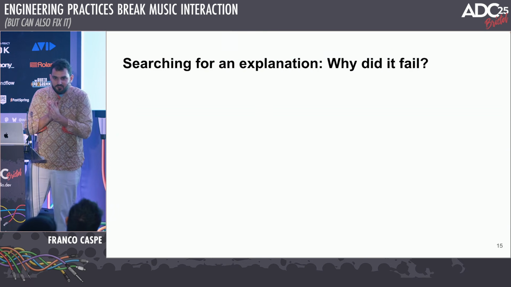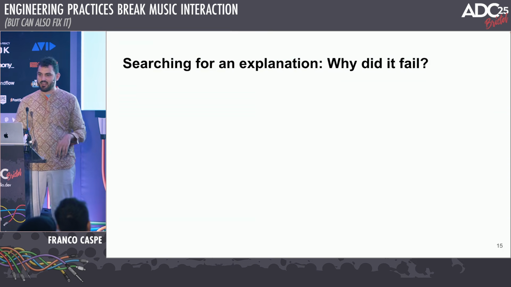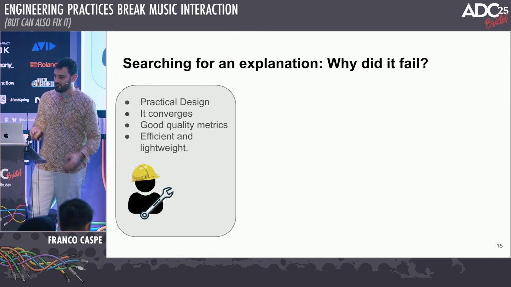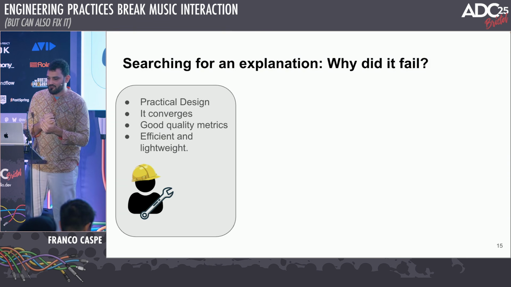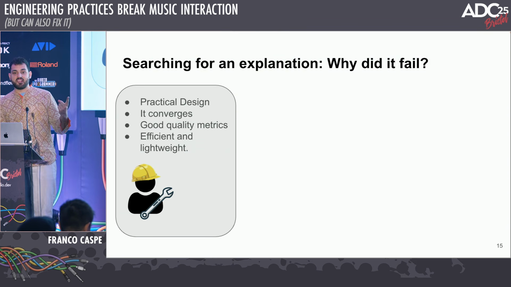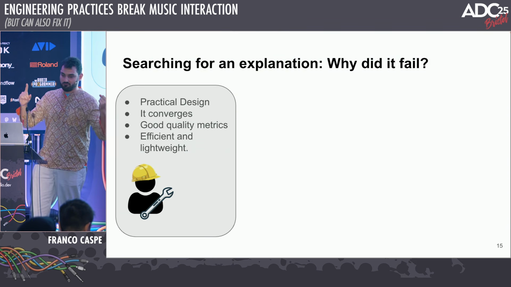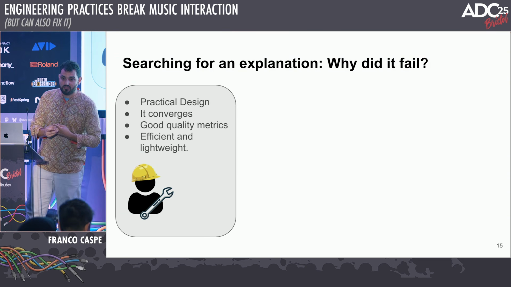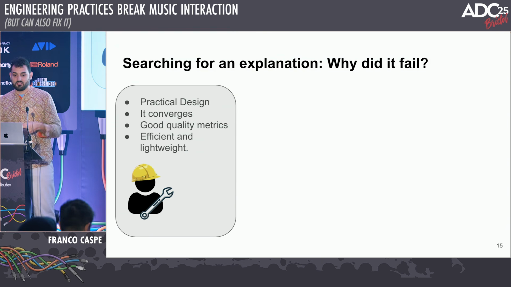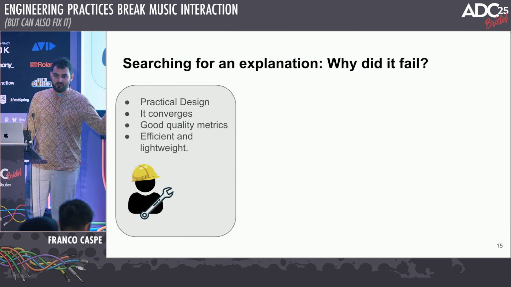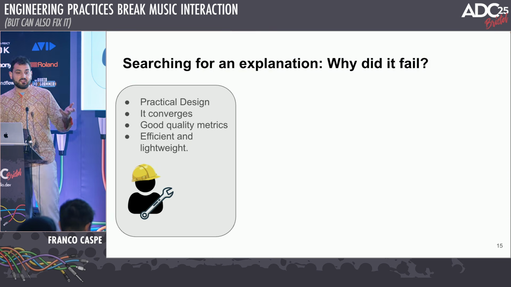And we need to search for somebody like a guilty character, right? Not me. We need to search for some accountability, if you wish. So why did it fail? Because from an engineering standpoint, it was a practical design based on other research papers. The training did converge. It had good quality metrics, otherwise it wouldn't have been accepted. And it is efficient and lightweight.